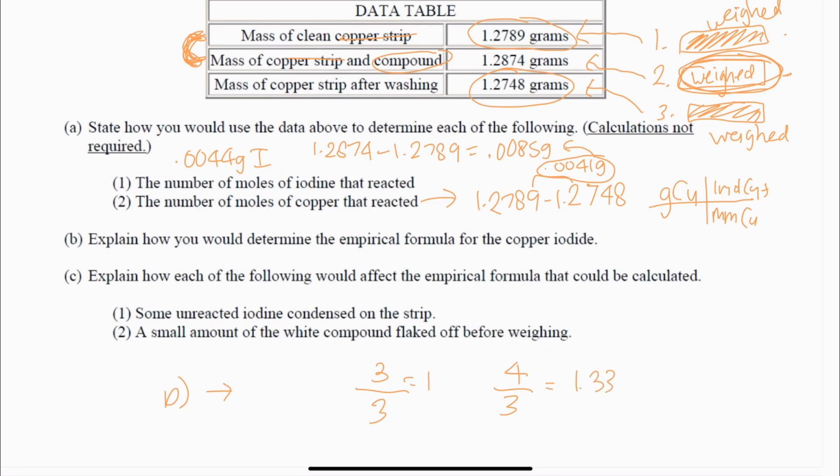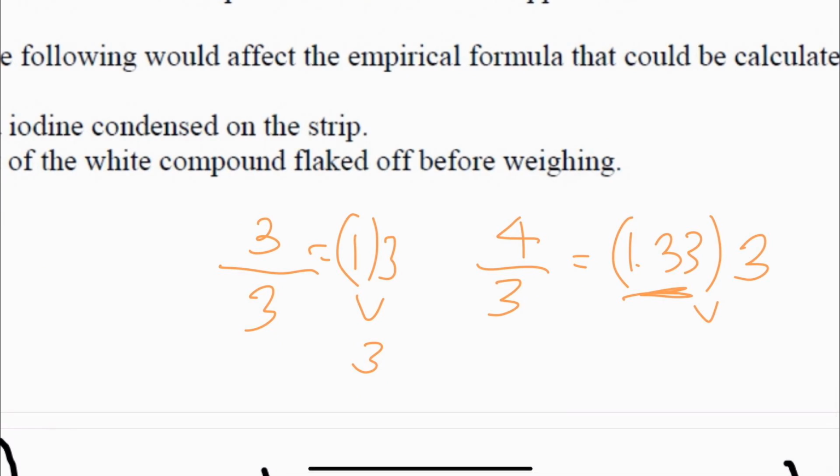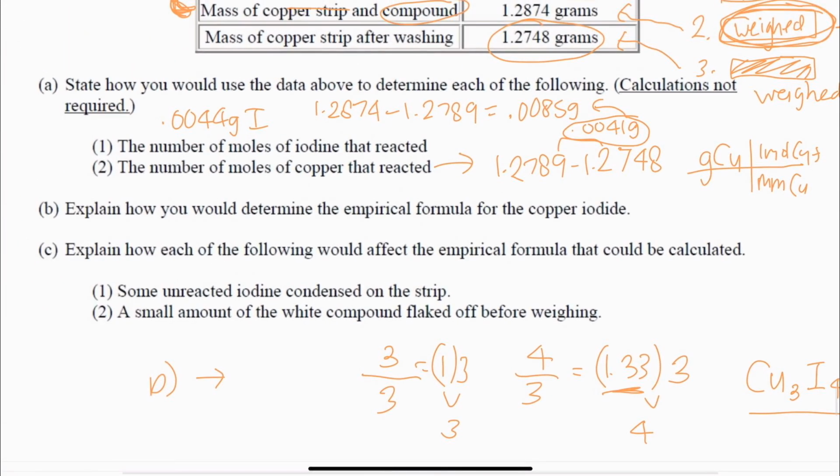Well, in this case, whenever you get something like this, you want whole numbers, so you're going to multiply both numbers by something that would take this decimal and make it a whole number. So I'm going to multiply by 3 and 3. So this becomes 3, and this would become 4. This would be our empirical formula. Of course, these are fake numbers, so you would actually have to get the number of moles and make that empirical formula.